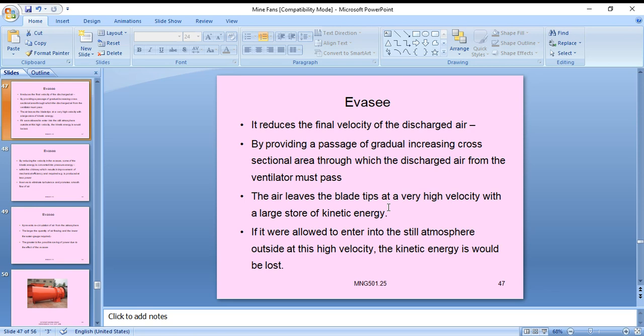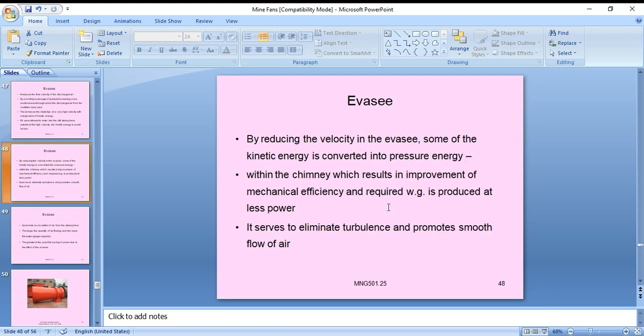So potential energy to kinetic energy. If it is allowed entry into the still atmosphere outside at high velocity, the kinetic energy would be lost. So high velocity into the atmosphere outside causes the kinetic energy to reduce. So the impact will be less.